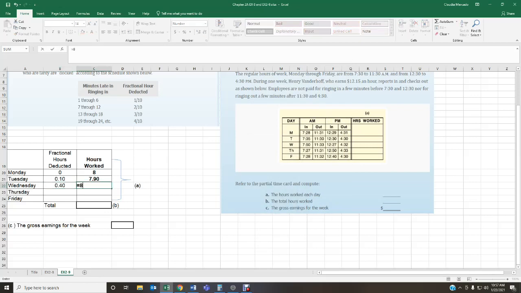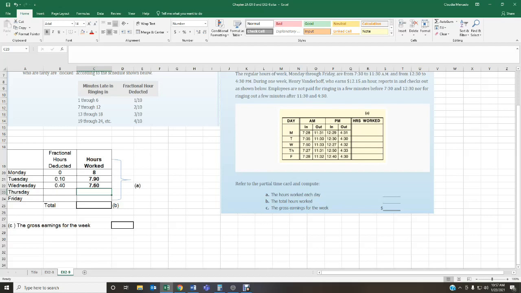So I'm going to get 8 hours of my regular day minus my deduction. That means that this employee worked that day 7.60 hours. Okay, on Thursday. Thursday, the employee clocked in 3 minutes early. He's not going to get paid for that.